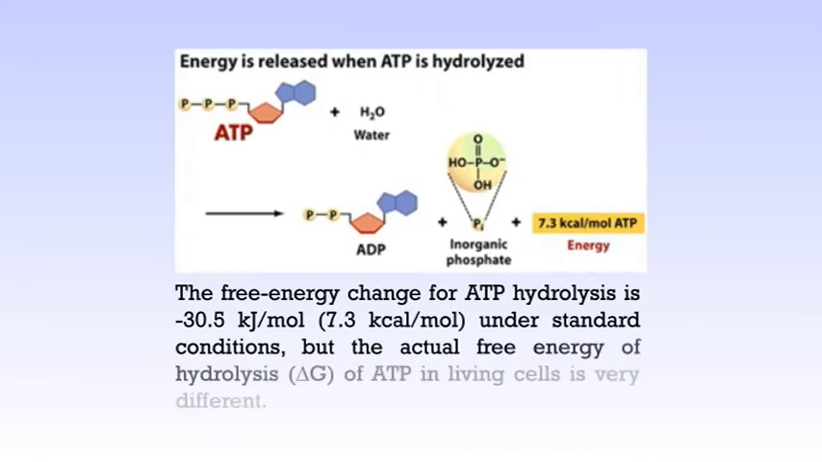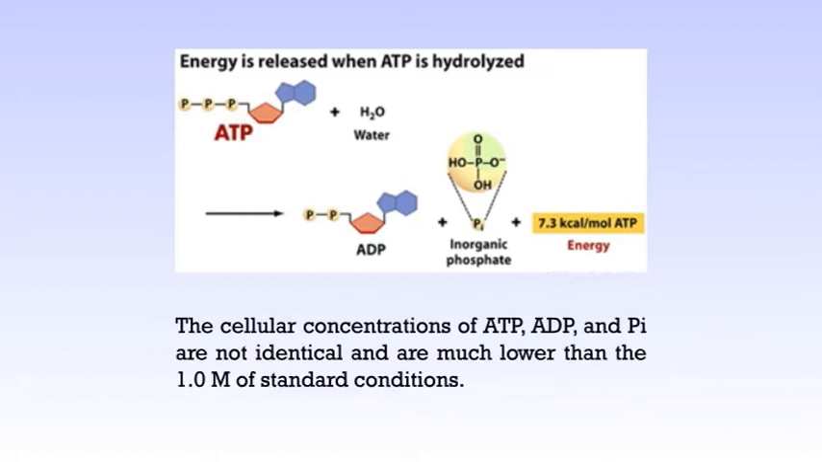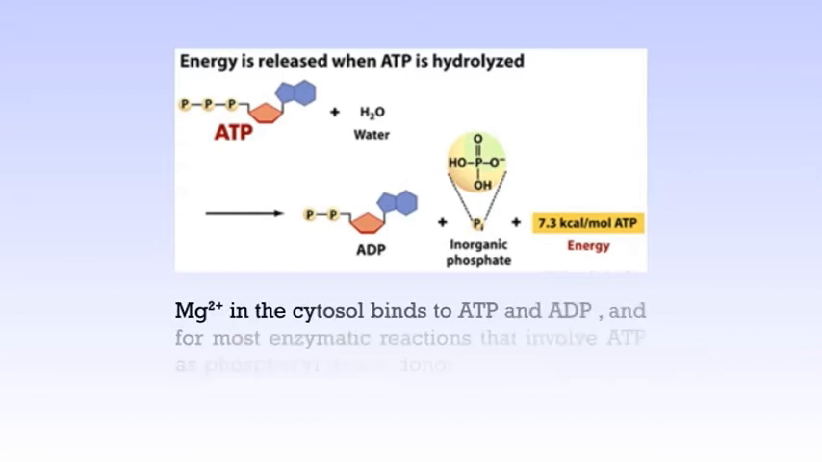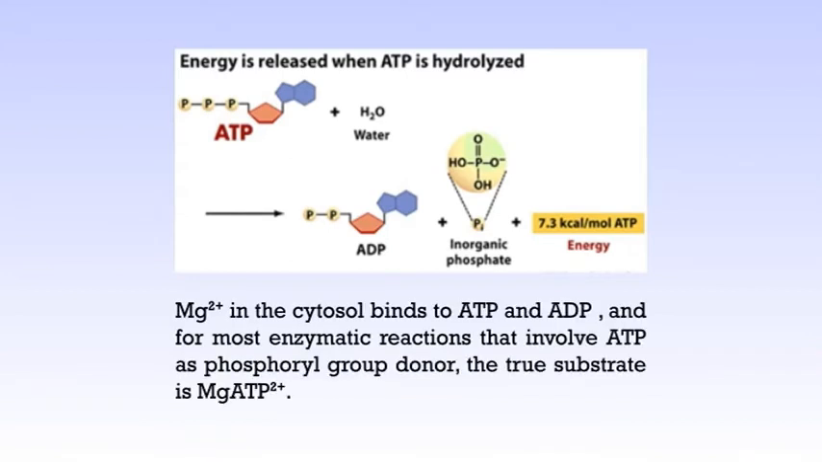The free energy change for ATP hydrolysis is minus 30.5 kilojoules per mole under standard conditions, but the actual free energy of hydrolysis of ATP in living cells is very different. The cellular concentrations of ATP, ADP, and inorganic phosphate are not identical and are much lower than the 1.0 mole of standard conditions. And also, the magnesium ion in the cytosol binds to ATP and ADP.